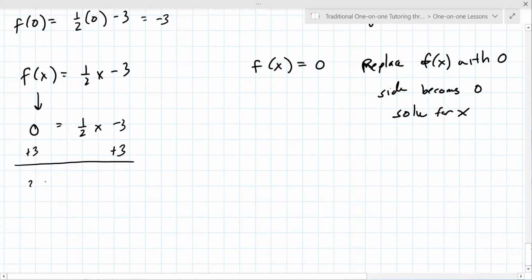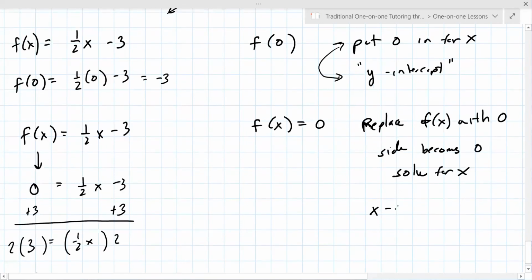Stay with me here. We're almost there. And then multiply by 2. But this is very important. This is the x-intercept.